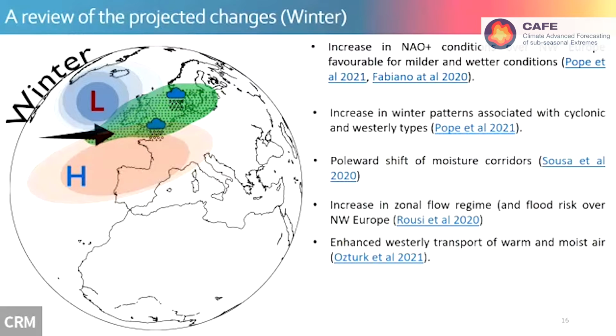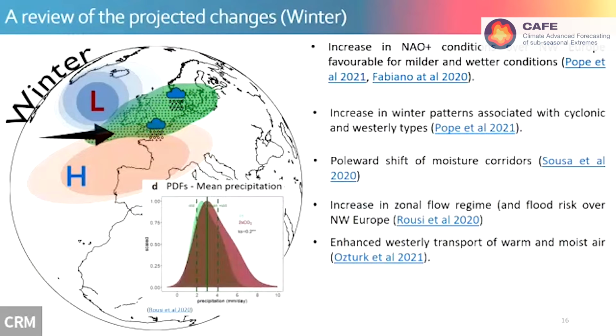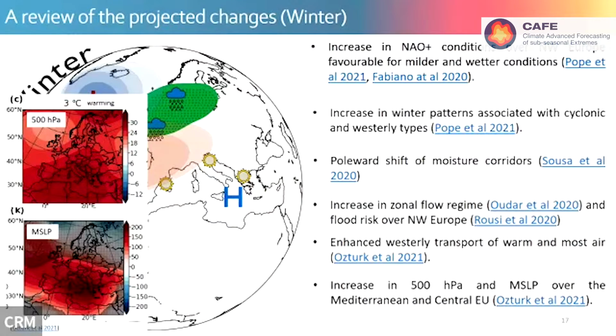And that means that there is also an increase in the risk for floods over this region, or precipitation, more floods, and this enhanced westerly transport of moist air. And lastly, well, now I feel not very sure about showing the PDFs after the first presentation, but we see here, for example, that a doubling in CO2 over Northwestern Europe would lead to more precipitation, in this case. And the last thing that we can rescue from the literature is this increase in mean sea level pressure at 500 hectopascals over the Mediterranean.